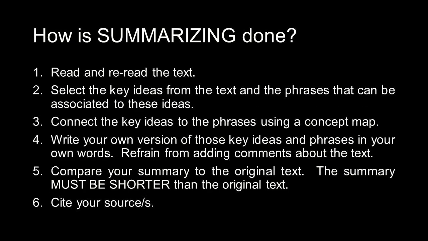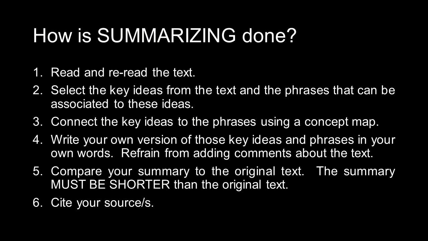So how do we summarize a text? There are multiple steps in text summary, and the first one is always to read and reread the text. You can only understand the real meaning of a text when you have read it multiple times. So the first step is to read and reread the original material. Second, while you are reading and even after you have read the text, you have to select and highlight the key ideas from the text and the phrases that can be associated to these key ideas. You can make use of highlighters or even annotate at the borders of the page of the book that you are reading. You can place there the key ideas and the key phrases which you think are relevant in creating your summary.